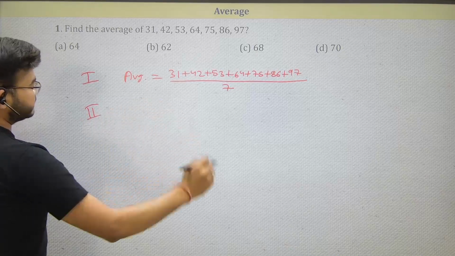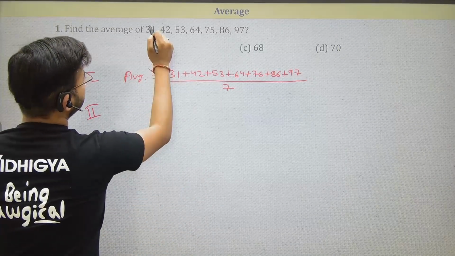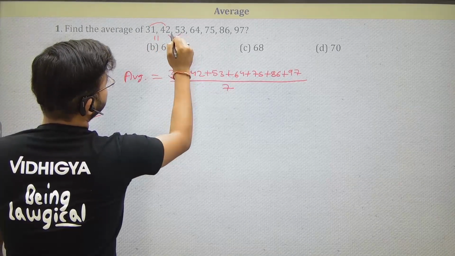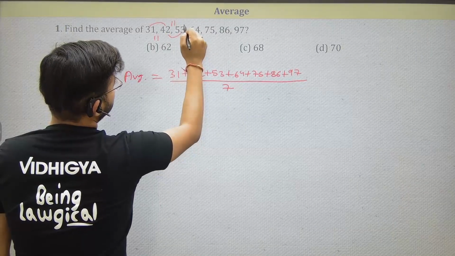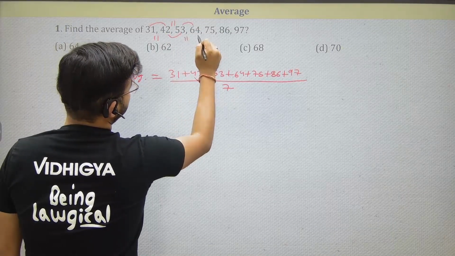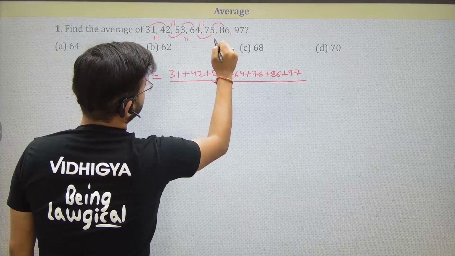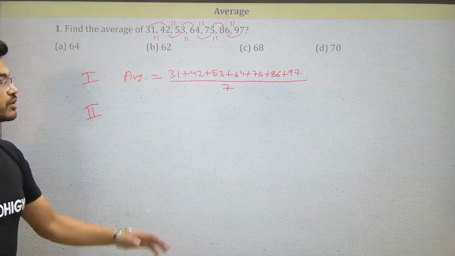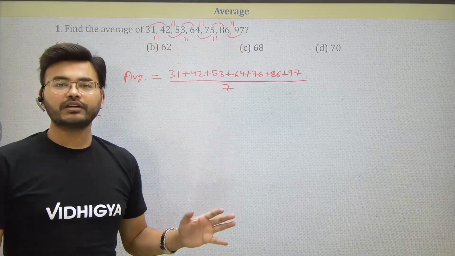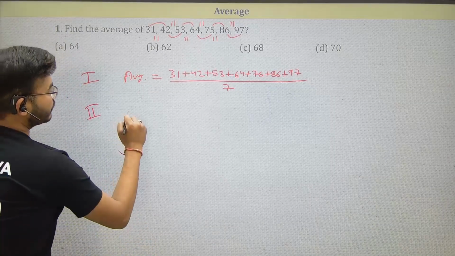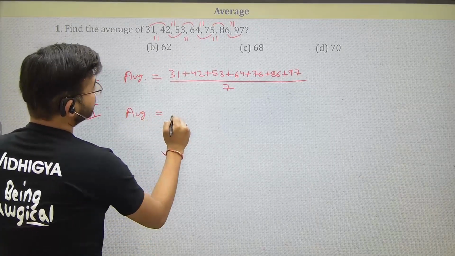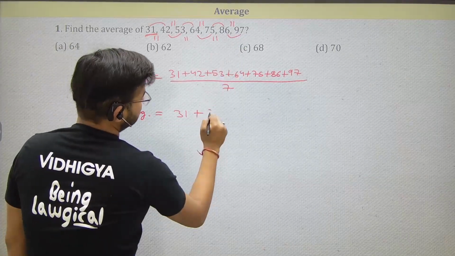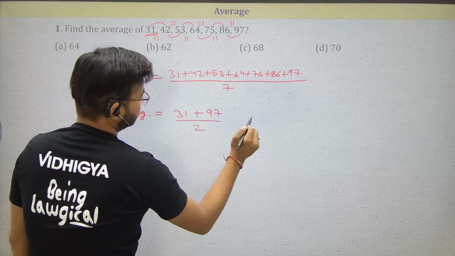Next method is, we know 31 and 42. So the difference is 11. 42 and 53, again the difference is 11. Similarly, 53 and 64, it is again 11. 64, 75, 11. 75, 86, again 11. 86, 97, again the difference is 11. So hence, these are consecutive numbers. And to find the average of consecutive numbers, we know the formula, which is first term, 31, plus the last term, that is 97, and divide by 2.